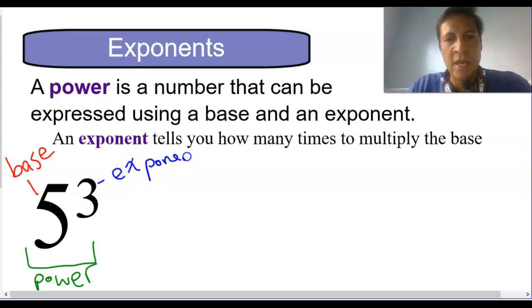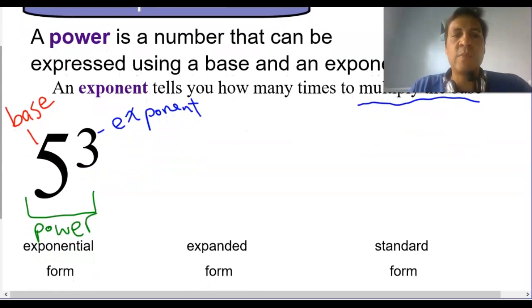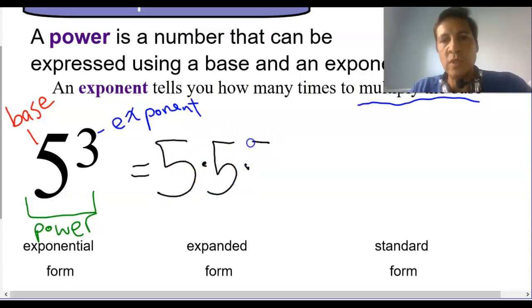Now, an exponent tells you how many times you multiply the base. So let's take a look at expanded form for 5 to the third. Expanded form for 5 to the third would look like this. We take our base and we multiply it 3 times. So there should be 3 5s. So 5 times 5 times 5. And that is expanded form.